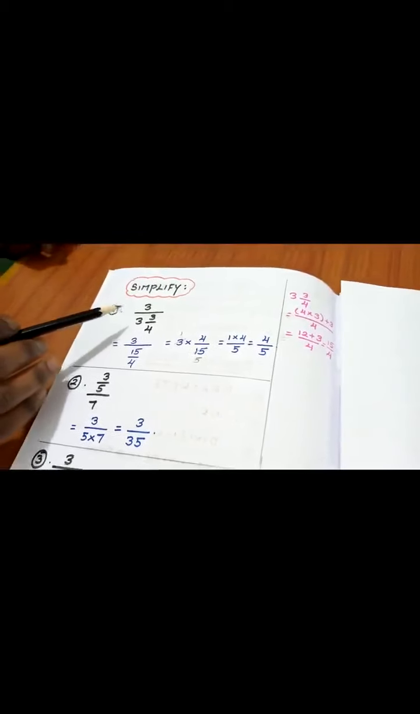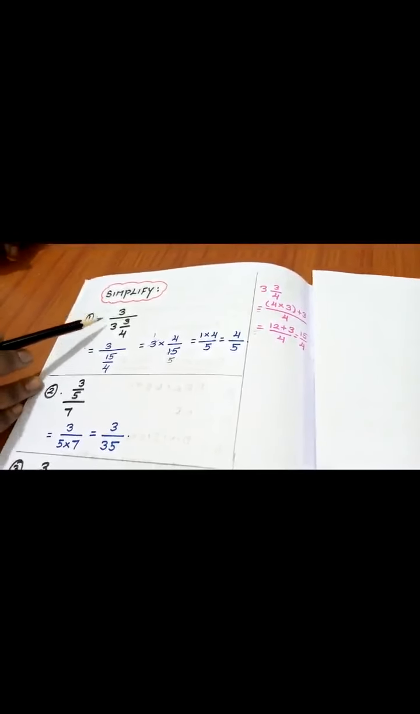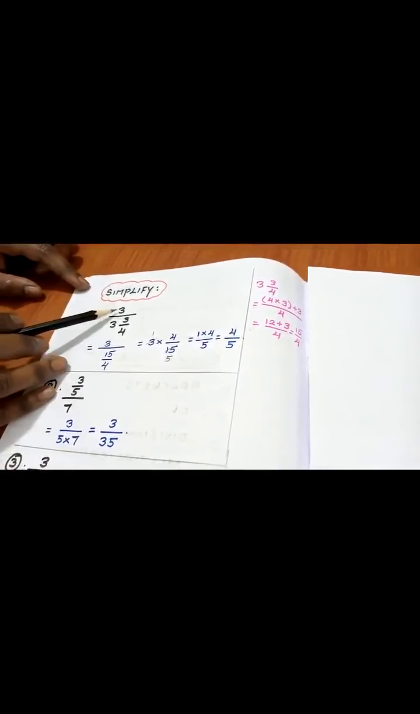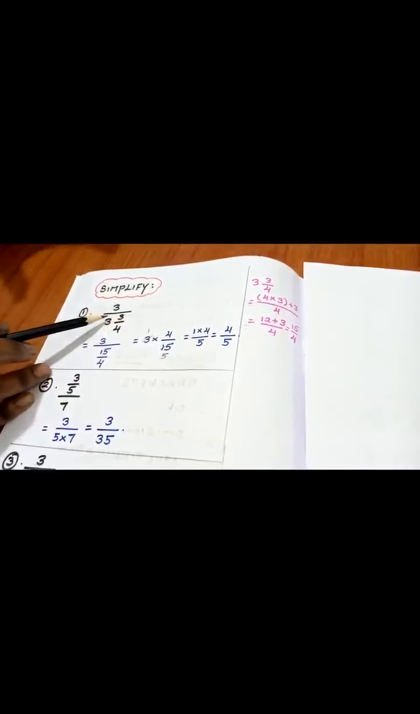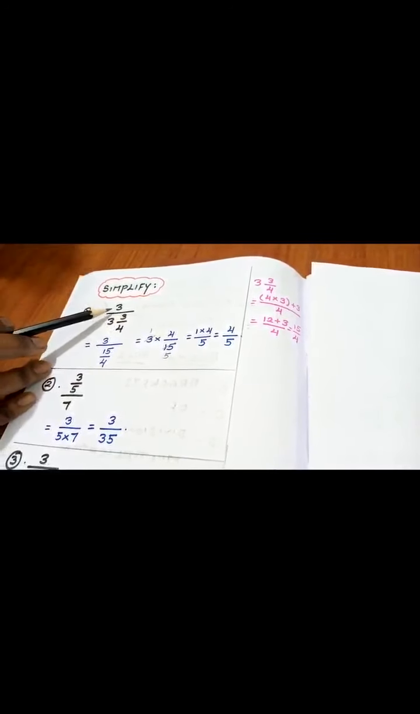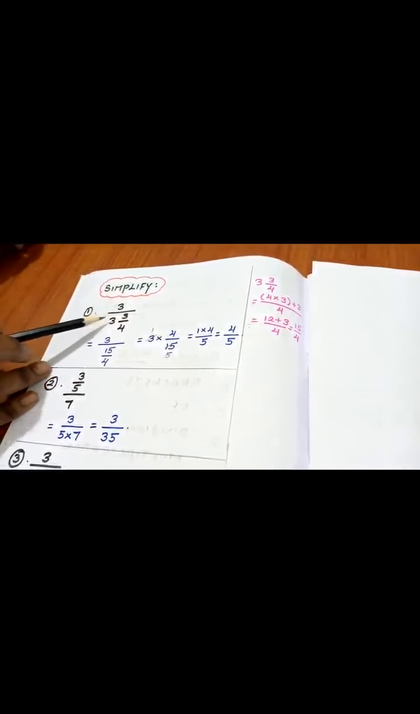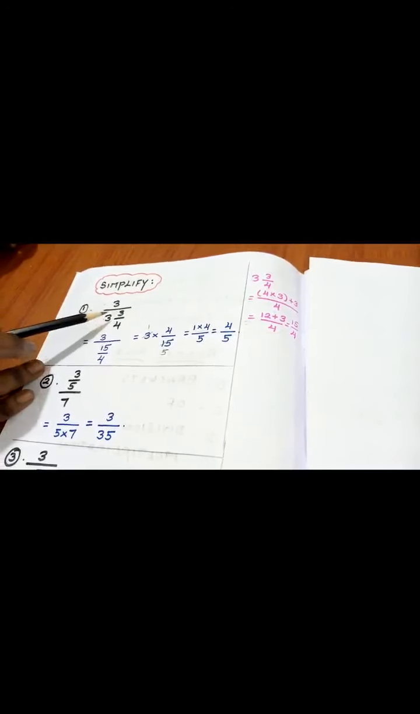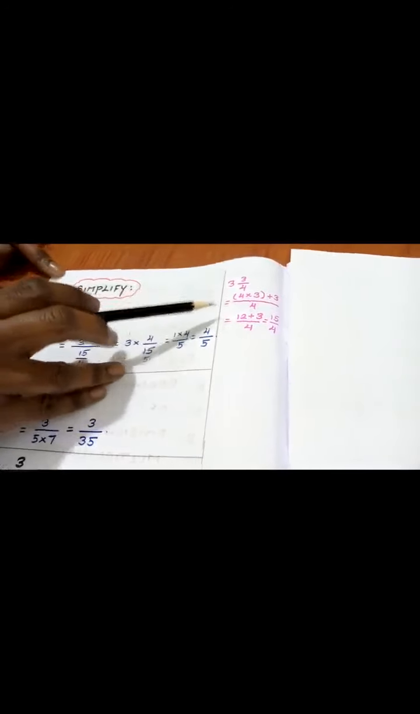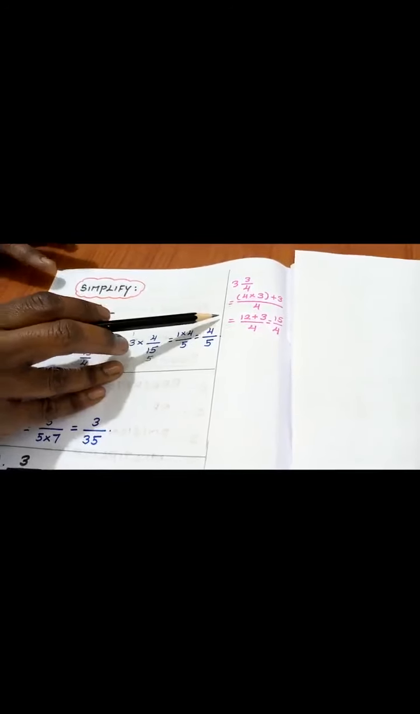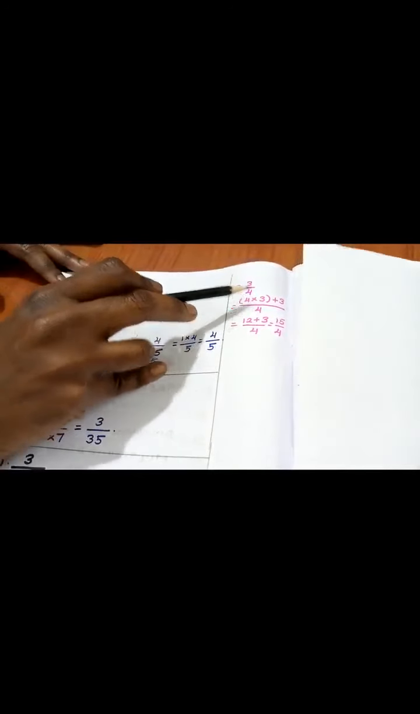The first question in simplification, this is the fraction given here, students. Now what we are going to do is 3 divided by 3 3/4. This is the question given in your first one. If you see the numerator part you have 3, and the denominator you have 3 3/4. This type of fraction is called a mixed fraction. Now just see your rough work, students. I am converting this mixed fraction to a proper fraction. How? 3 3/4.